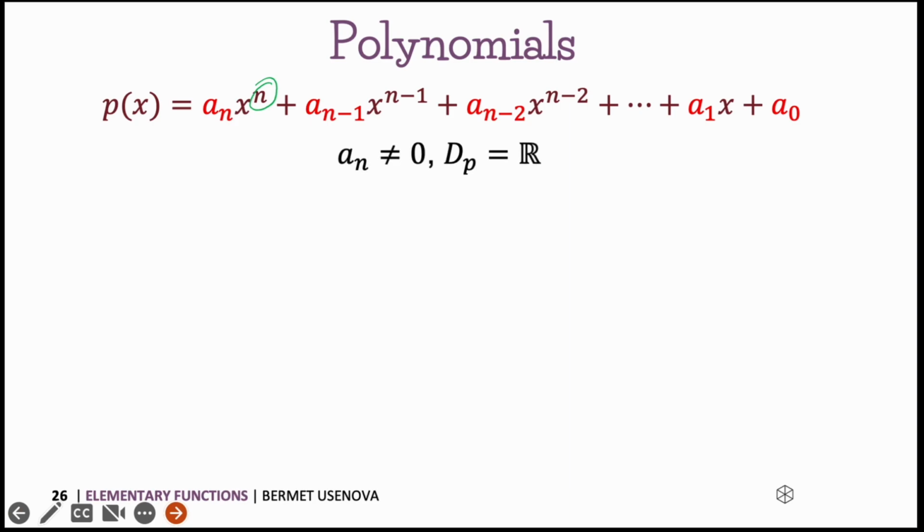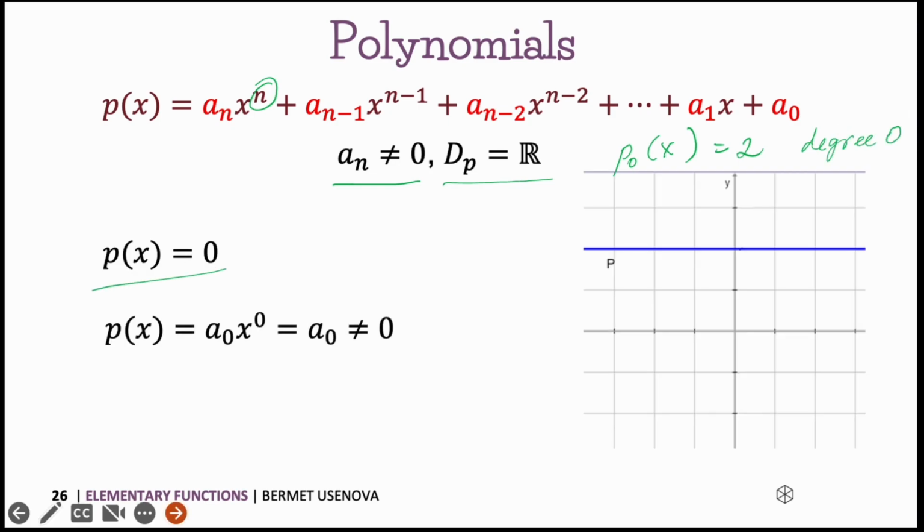And of course, our coefficient an should not be equal to 0, and our domain will be all real numbers. A polynomial can also be, for example, if we have p0 of x equal to 2, you can see here we have no x^n in this function, then this will be just a constant, and we call it a polynomial with degree 0. So it looks like this on the graph. It's a constant which is equal to 2, and it will look like this.